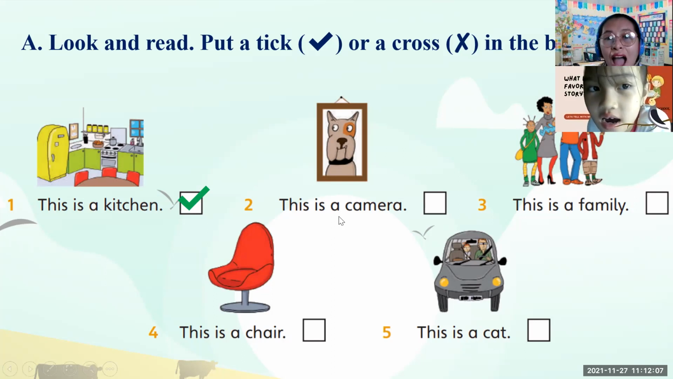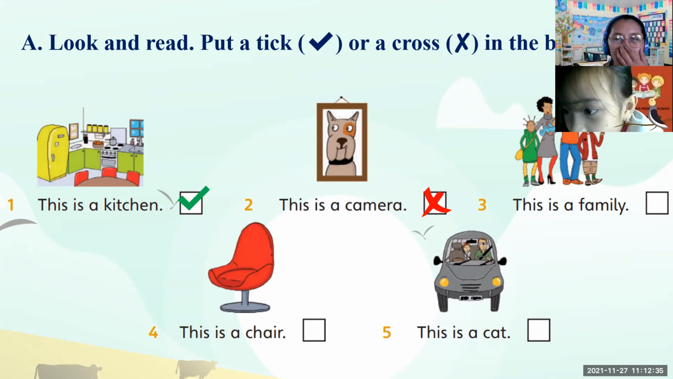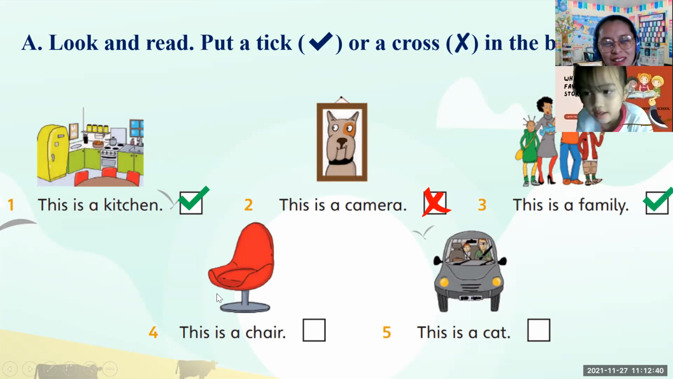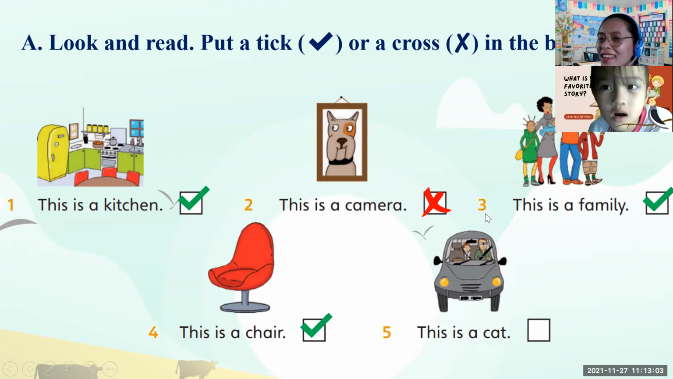How about two? This is a camera. Is it a camera? No. What is that? Oh, wrong. That is a cross. Picture. Okay, very good. This is a picture. How about three? This is my family. Is it a tick? Wow, good job. Four. This is a chair. Oh, tick. Great. How about number five? This is a cat. Is it a cat? No, a cross. This is a car. Wow, very good, Anna.